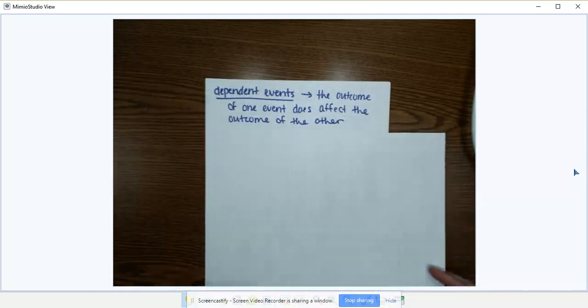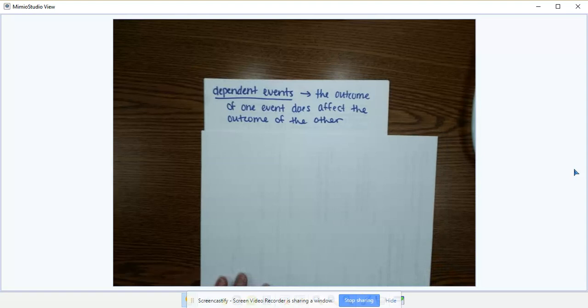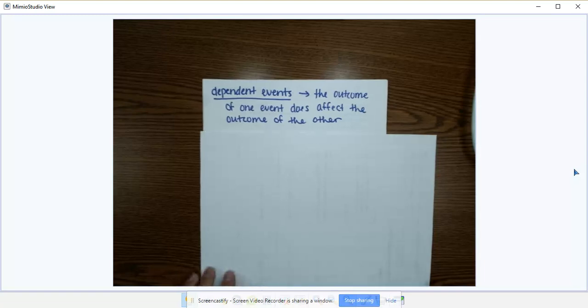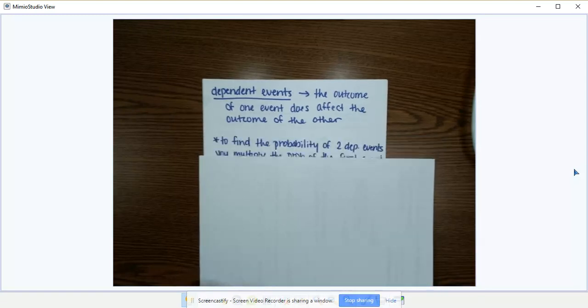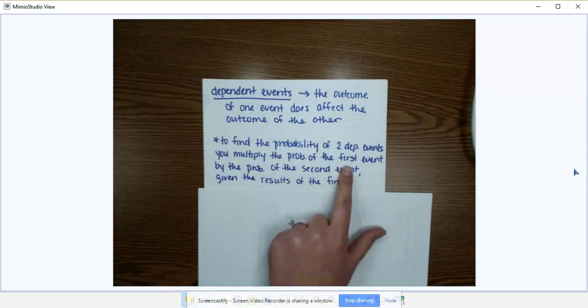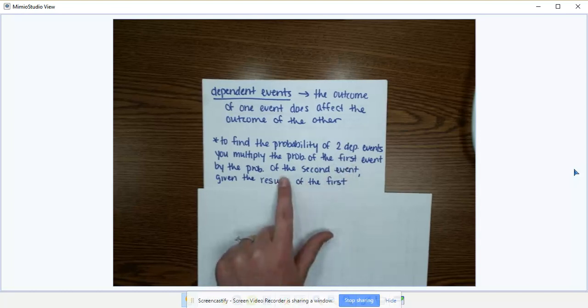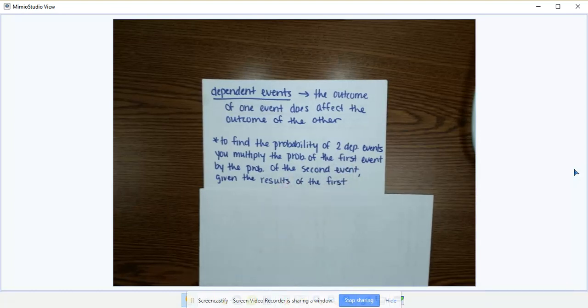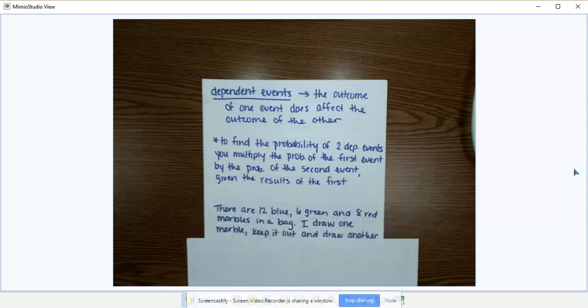Okay, if we have independent events, that means we probably have dependent events as well. Dependent is the opposite of independent. It means that the outcome of one of our events does indeed affect the outcome of the other event. To find these probabilities, we're still going to multiply them together, but we take the probability of our first event times the probability of the second event, given that we've already done the first. So we're going to do an example to help us understand what that means.